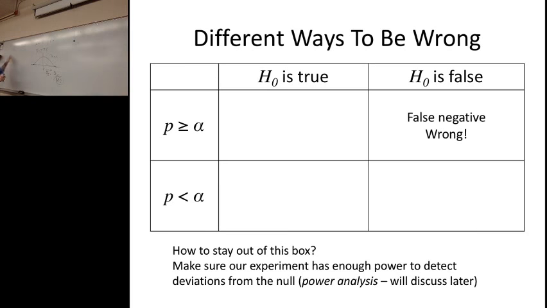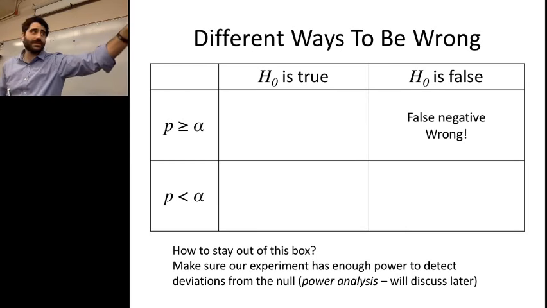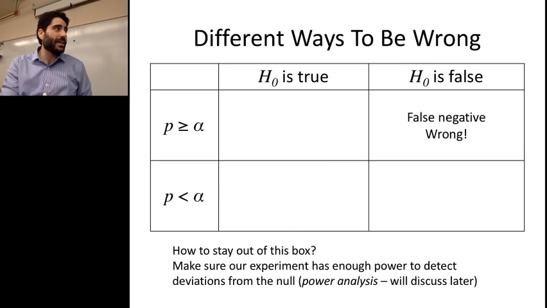And so the smaller we can make this standard error, the more we can stay out of this box up here. The more likely it is that if the null hypothesis is false, we will correctly end up down in this box down here with a small p-value.